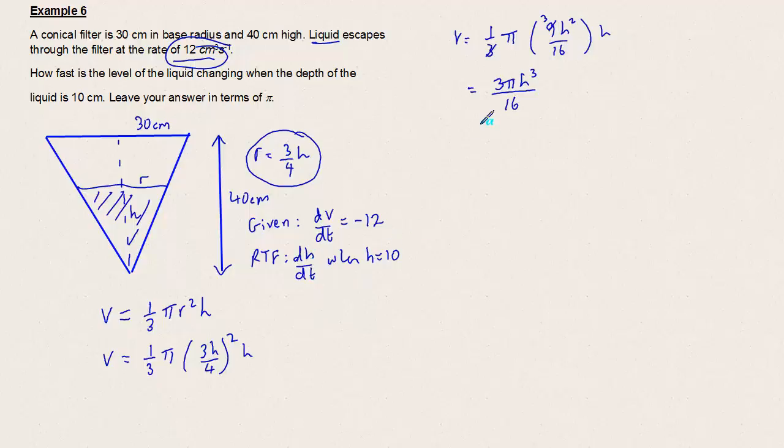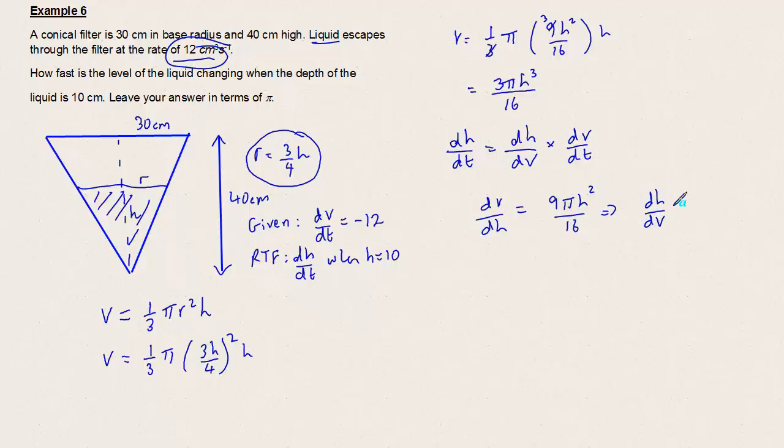Now we want dH/dt. So dH/dt could be given to us by dH/dV times dV/dt. Now, dV/dH we can work out. That's going to be 9 pi h squared over 16. So dH/dV is just going to be 16 over 9 pi h squared.